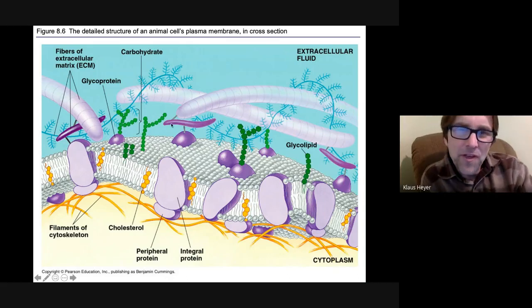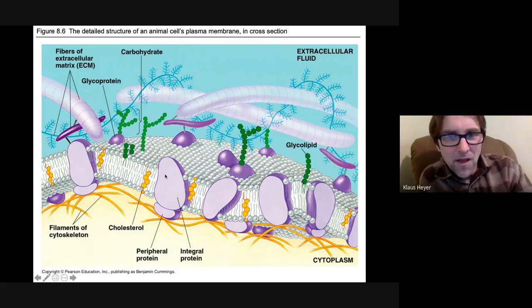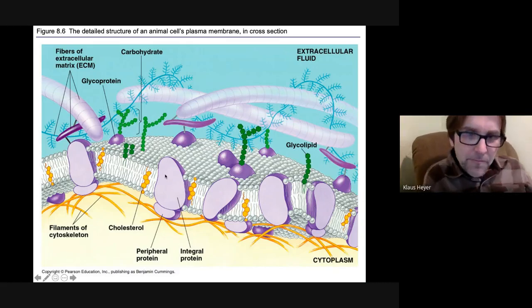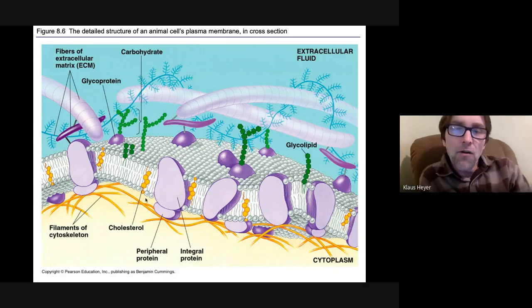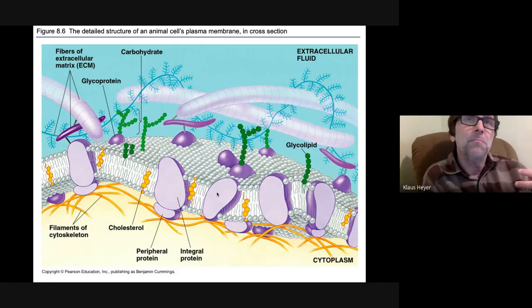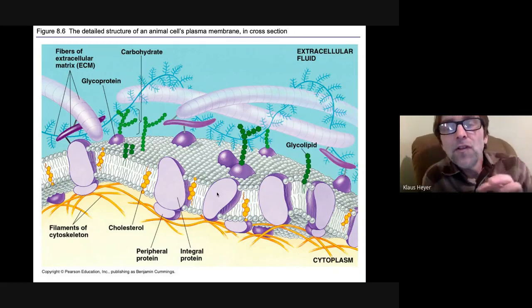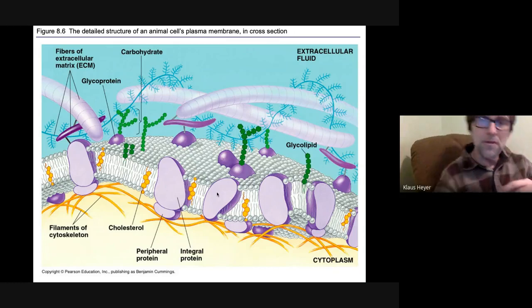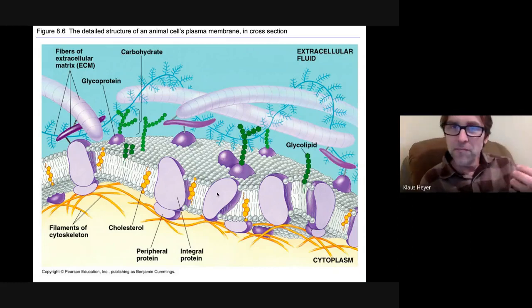And then there's other things in here, but the important thing is these purple things. They are proteins. Some of these proteins are like doors. Some of them are like windows. Some of them are like markers on the cell. It'll say that this cell belongs to you and no one else. So there are proteins embedded in it.